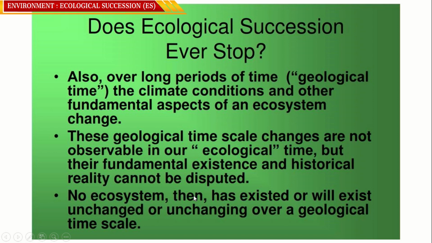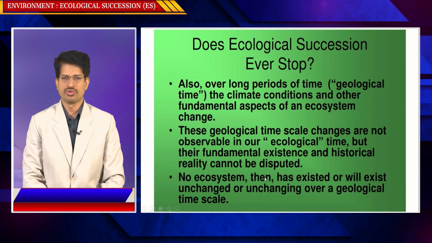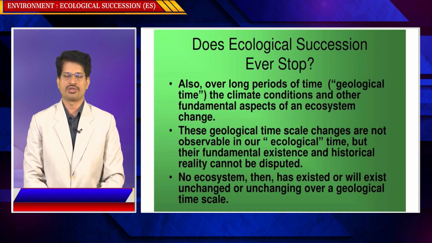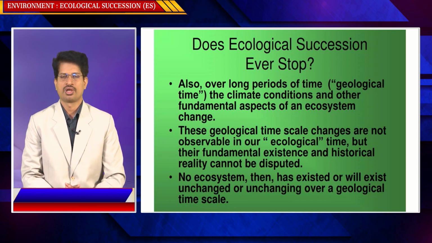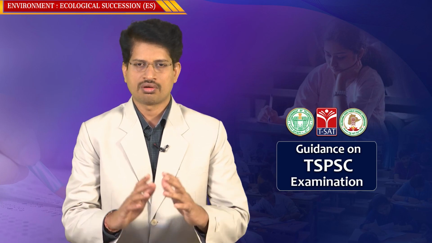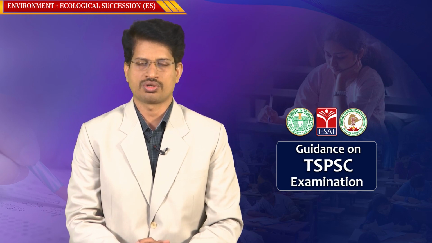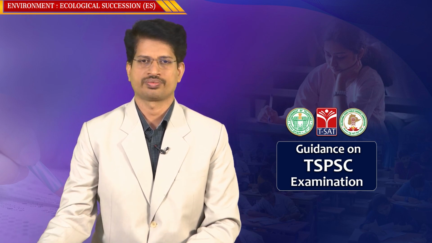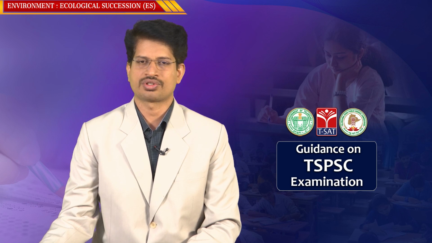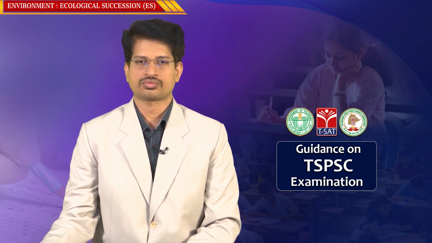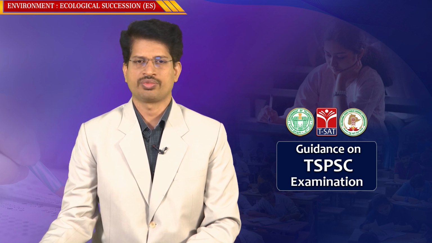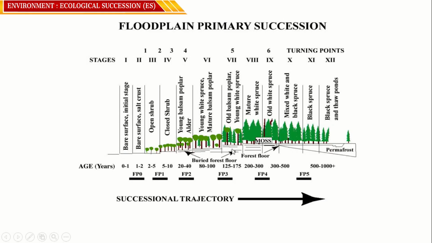So, what he is trying to inform you is that no ecosystem is stable forever. There is a gradual change, and always a different combination of species emerges from the existing established biodiversity or ecosystem. So, it is a continuous process. Ecological succession never stops. So, this is the succession from the initial stage to the final stage.